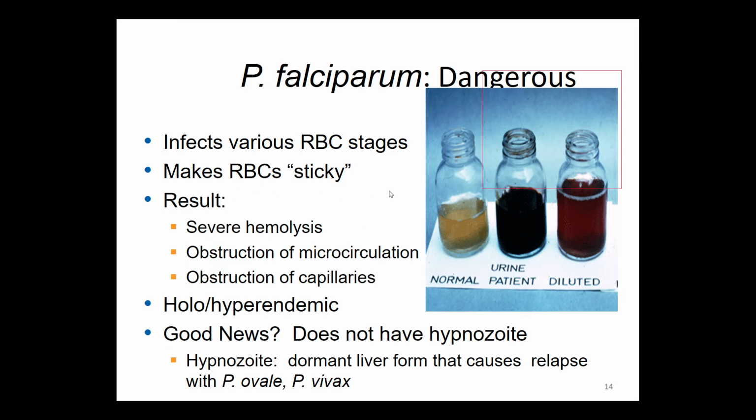It makes RBCs sticky and it leads to sludge syndrome, which may result in severe hemolysis, so DIC syndrome, obstruction of microcirculation, and obstruction of capillaries. It's wholly hyperendemic, so a lot of people are infected. But kind of good news, it does not have hypnozoites, that is the dormant liver form that causes relapses in Plasmodium ovale and vivax.